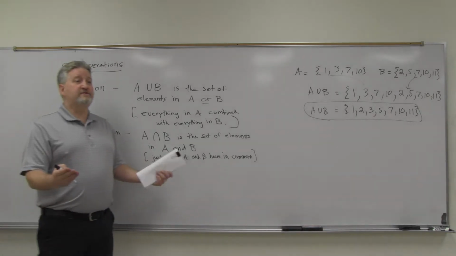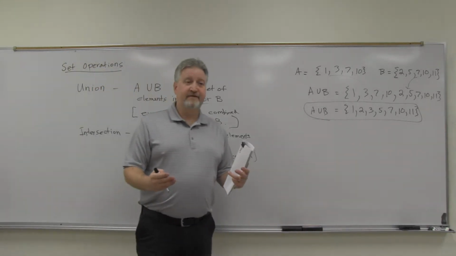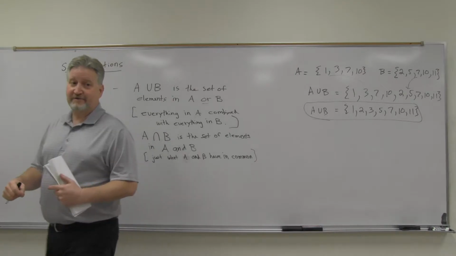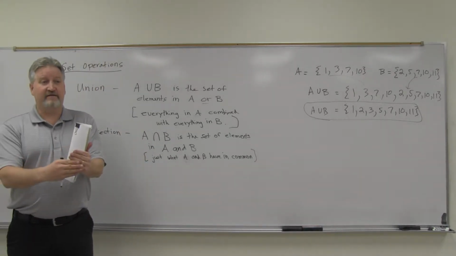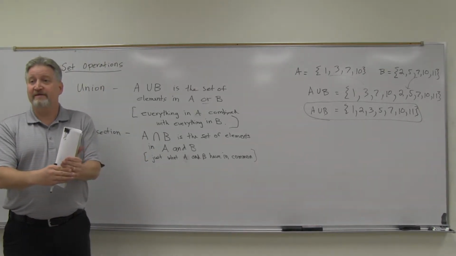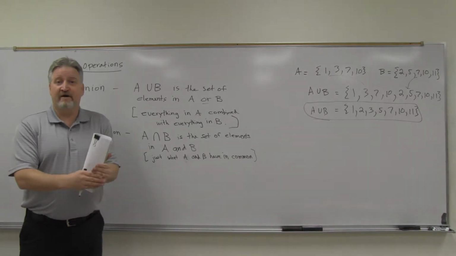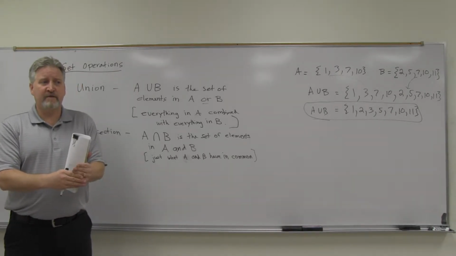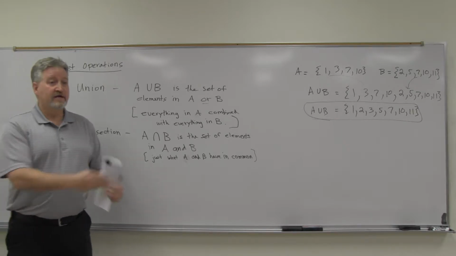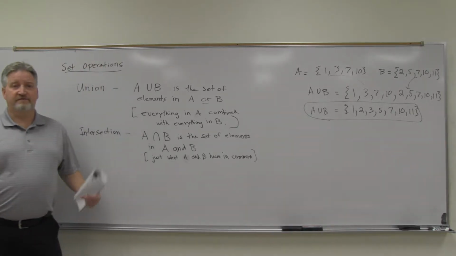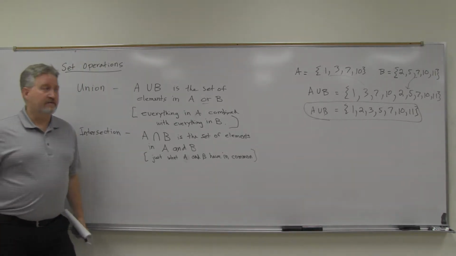Like, think of the intersection of streets. When we say the intersection of streets, what do we mean? Well, it's where street A meets street B. It's what they have in common, right? That's what we mean by the intersection of streets. Same thing in sets. The intersection of sets is what A and B have in common.